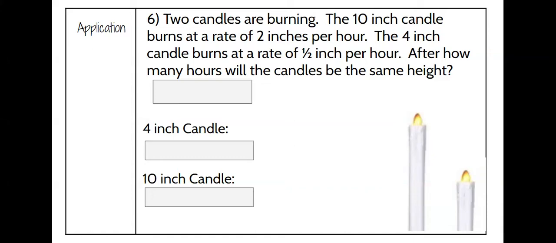Systems of equations can be used to solve real life problems, and we're going to be taking a look at this one that has to do with two burning candles. So we've got two candles that are burning. We've got a taller 10-inch candle, and we have a shorter 4-inch candle. The 10-inch candle burns at a rate of 2 inches per hour, and the 4-inch candle burns at a slower rate of a half inch per hour.